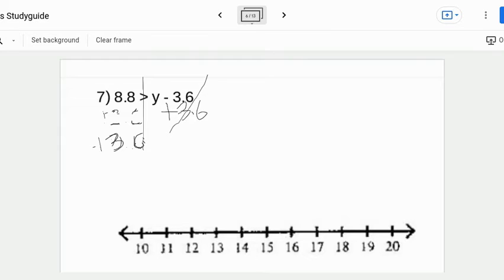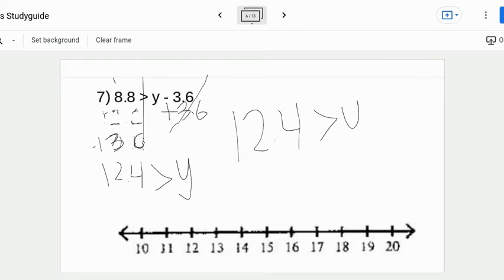8 plus 6 is 14. Carry a 1. 8 plus 3 is 11. Plus 1 more is 12. Decimal comes straight down. So 12.4. I bring down my sign and my variable. So my answer is 12.4 greater than y.